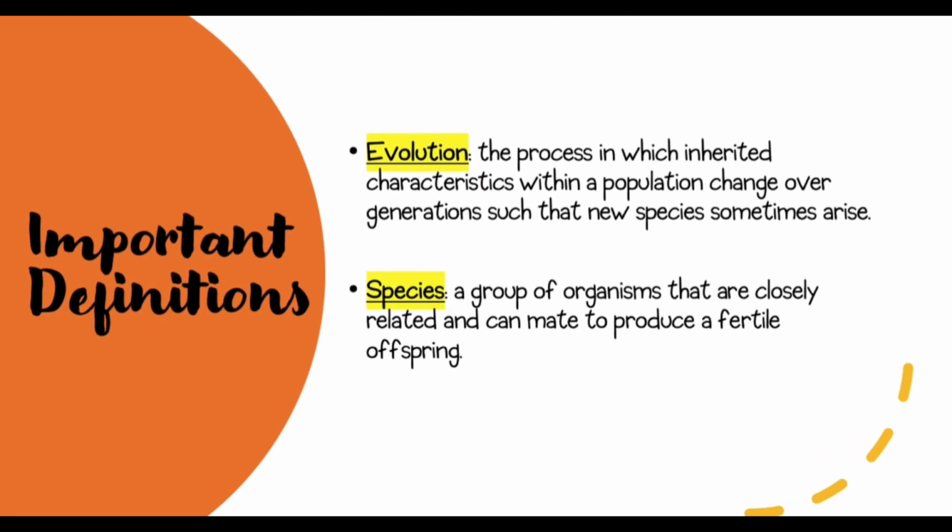Evolution is the process in which inherited characteristics within a population change over generations such that new species sometimes arise. What is species? Species is a group of organisms that are closely related and can mate to produce a fertile offspring.